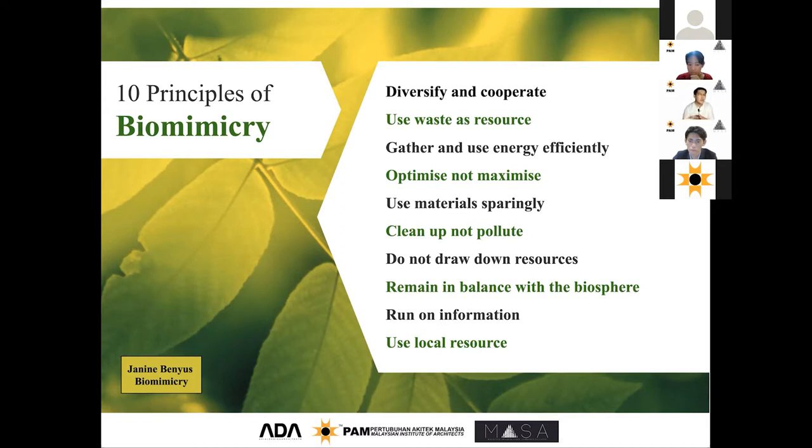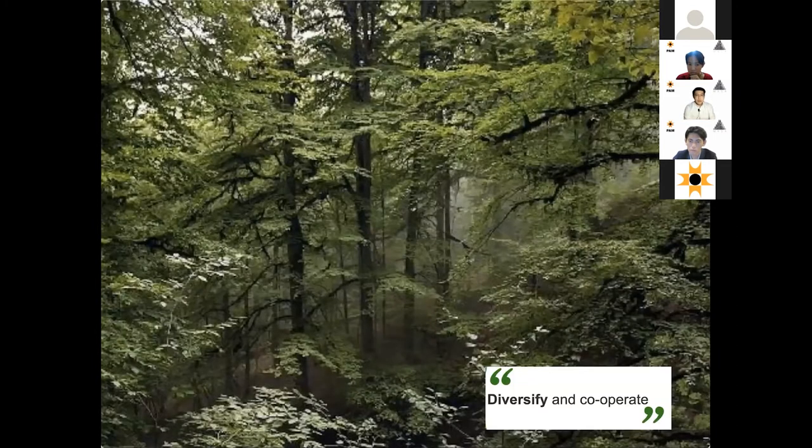Maybe you just select a few. For example, diversify and cooperate. As you know, in the jungle or in the forest, within one small footprint, you can see different flora and fauna. They have different animals, they have monkeys, insects, different plants. They live together. They're very diversified. They never kill the rest of the beings and say, only I own this area, I've conquered this area, the rest of the beings don't come. They don't have such a thing. And all these beings cooperate with each other.